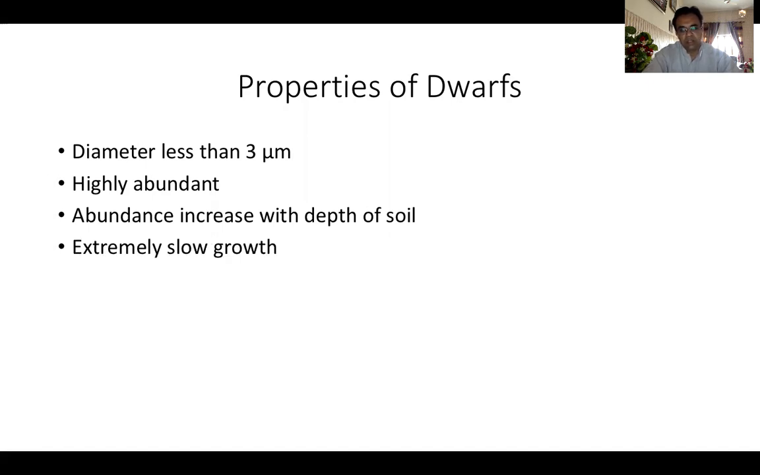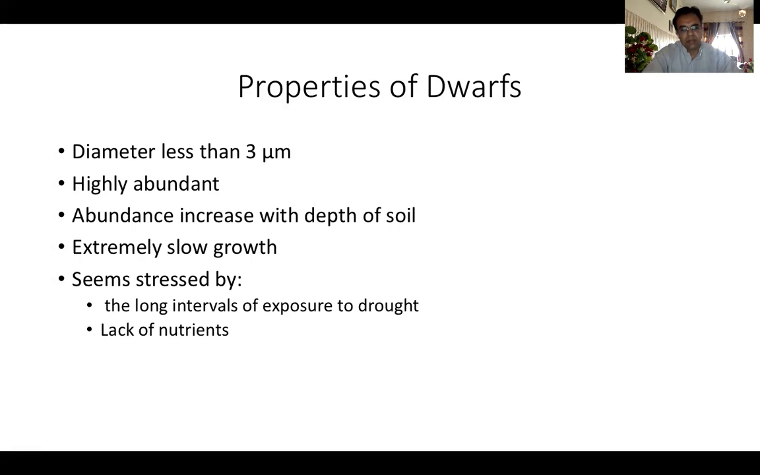And then whenever they are tried for growth, they either don't show any growth, or if they show growth, it is extremely slow. Their life cycle is extremely slow, so slow that you can say they don't appear on your plates. It seems that these are the cells that have been exposed to drought for long intervals. Although we are not sure about that, there are different hypotheses about it.